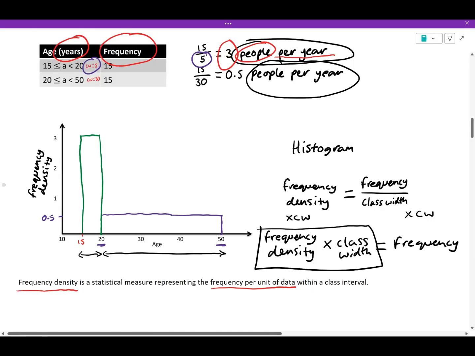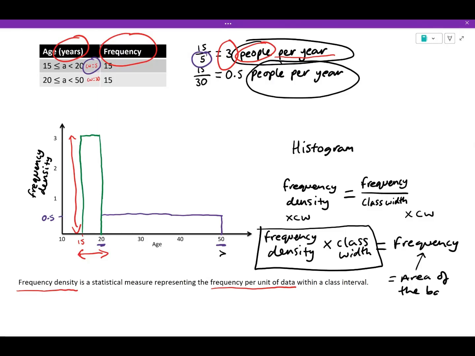Well, if we consider the green bar, our frequency density is essentially our height. So that's this here. And then our class width essentially represents the width of our bar down here. So we're doing the height of our bar multiplied by the width of our bar. Because it's a rectangle, we're calculating the area of the bar. Therefore, frequency is equal to the area of the bars of our histogram.